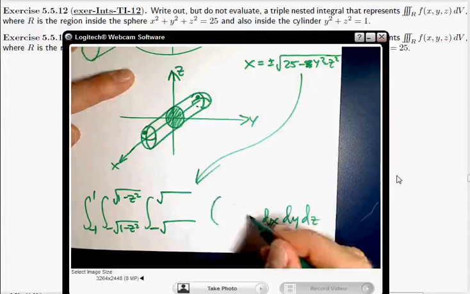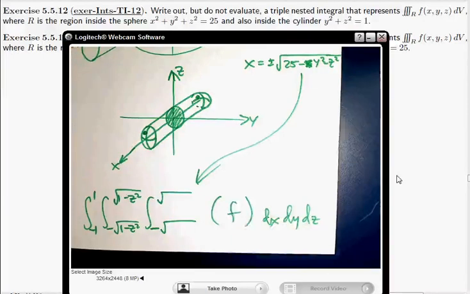Yeah, and then our integrand f, whatever. Cool? Everybody good?